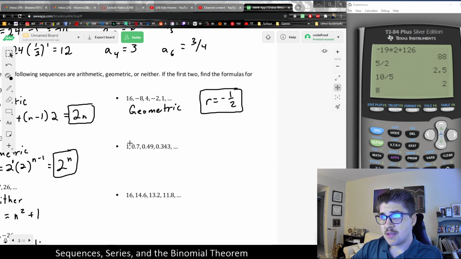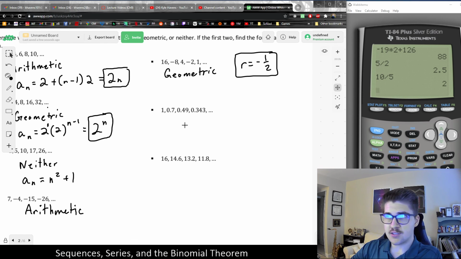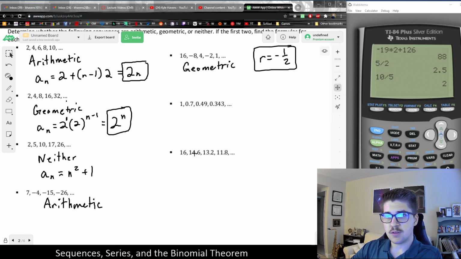I'll leave the last two for you to figure out. They could involve decimals or any sorts of numbers, which could make it a little bit more challenging. But I believe these are both either arithmetic or geometric, if I remember correctly.